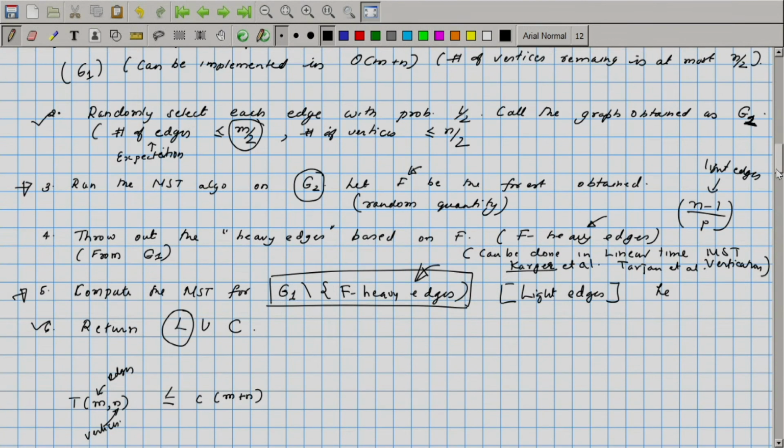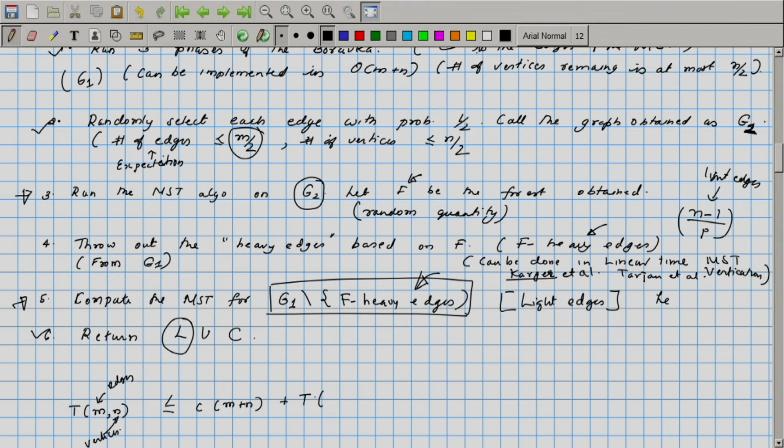Now, if you run the MST algorithm on G2, G2 will take T of m by 2, n by 8. The expected number of edges in G2 is going to be m by 2, and the expected number of vertices is n by 8. We had run 3 phases, and each phase the number of vertices gets divided by 2, so it would be n by 8. Then, if we had thrown out all the heavy edges, G1 will contain a number of edges remaining that is proportional to n minus 1, which we will bound by n by p, where n is only n by 8. So, n by 8 divided by half gives 2n by 8, and the number of vertices is n by 8. So, this is equal to c times m plus n, plus T of m by 2, n by 8, plus T of n by 4, n by 8.